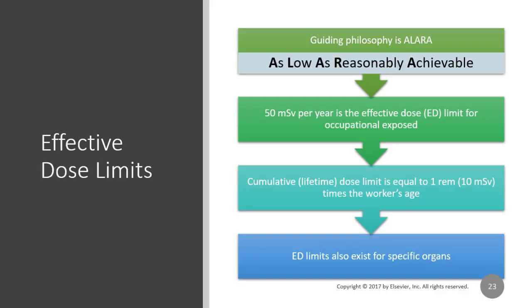Effective dose limits. So we use this philosophy of ALARA. So we go as low as reasonably achievable. So 50 millisieverts per year is the effective dose limit for occupationally exposed individuals. So a cumulative lifetime dose is equal to 1 rem or 10 millisieverts times the worker's age. So you just say, okay, how much have you received and how old are you? So your effective dose limit also exists for specific organs within the body.